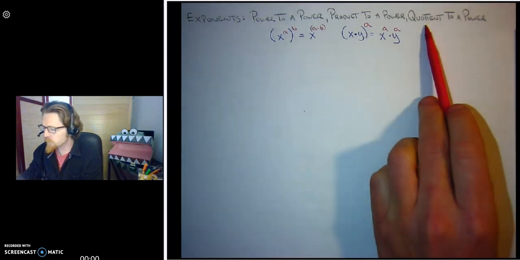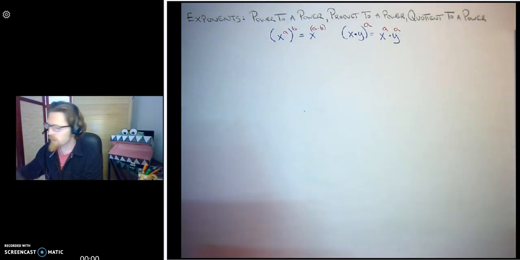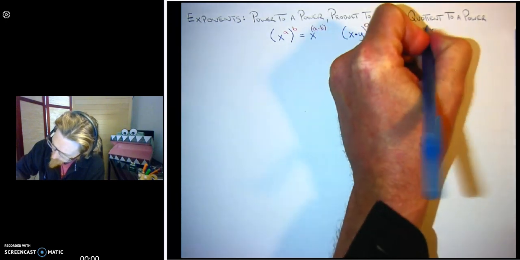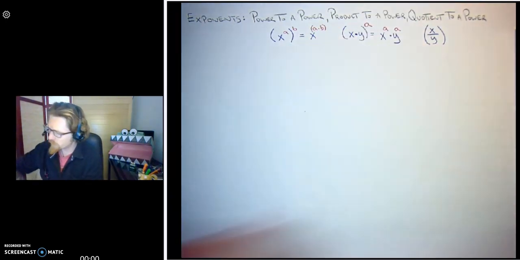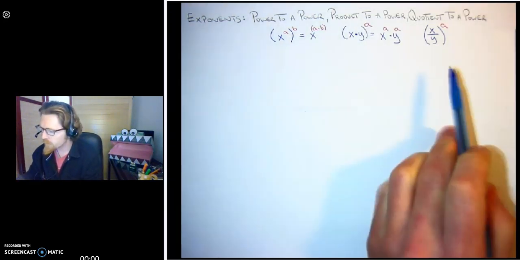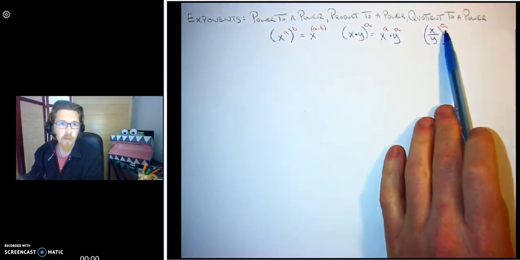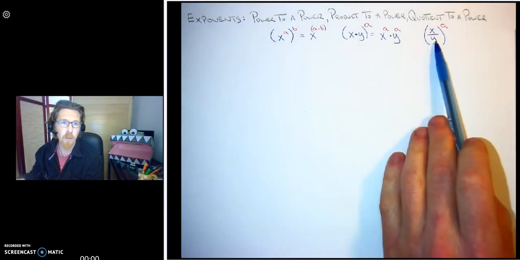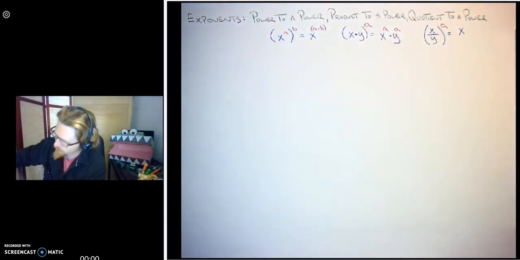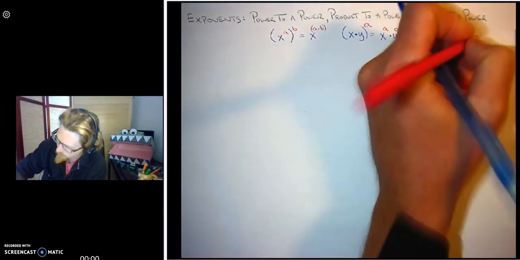And finally, the last rule we're going to look at today, the quotient to a power rule. Well, quotient means to divide, so we're going to take two numbers, let's say x and y again, and we're going to divide them, and they're both going to get raised to a power. We'll say a. Now this follows similar to the product to a power rule, where in a sense this exponent will be distributed to both the x and the y. And so what we'll end up with is in the numerator an x to the a power and in the denominator a y to the a power.